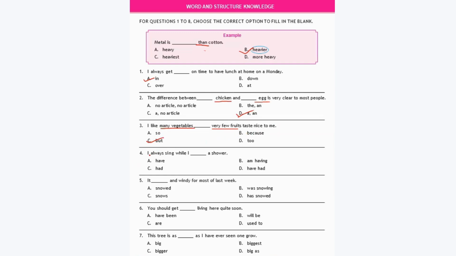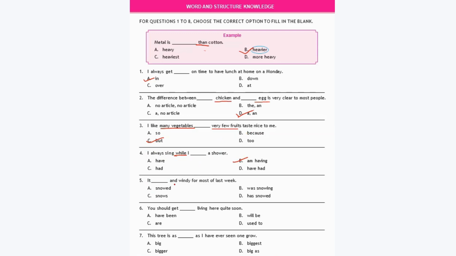Now move to the next question. "I always sing while I dash a shower." Here you have the conjunction while. When you have the conjunction while, your verb should be in the ing form. So, "I always sing while I am having a shower." So option B is your correct answer.